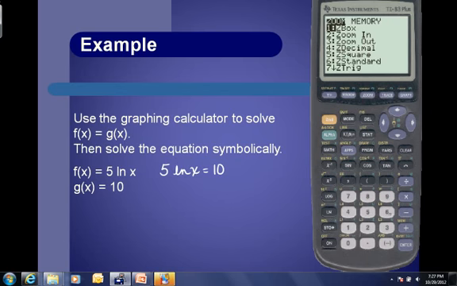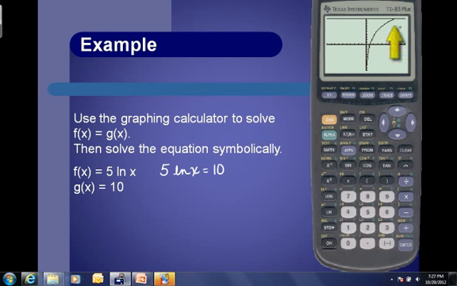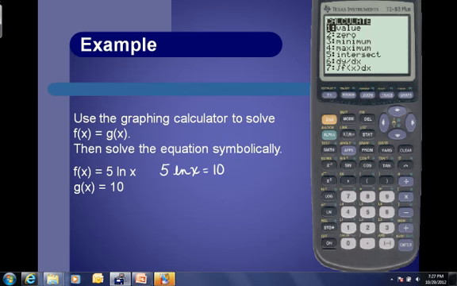I'm going to go ahead and hit zoom 6 instead of graph so that we get our window. So there's our 5 natural log of x. There's the line y equals 10. So we're looking for this solution right there where the two lines intersect. So we are going to do second trace, which is calc. Number 5 is intersect.